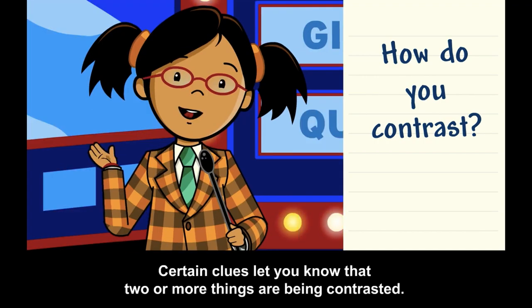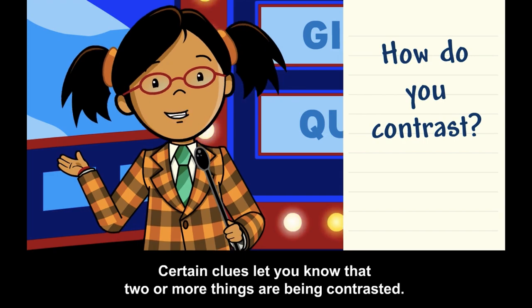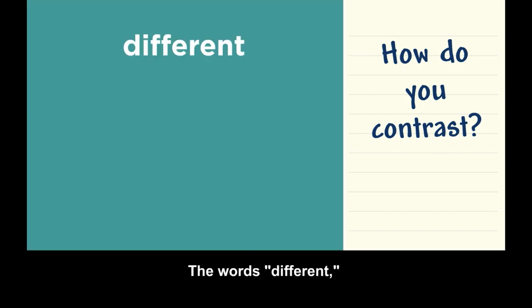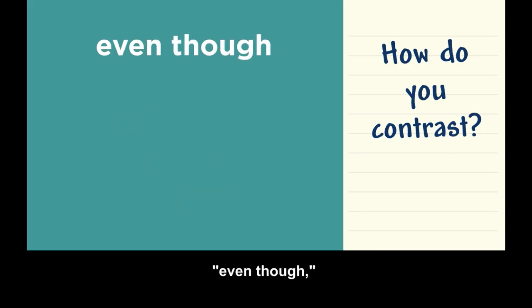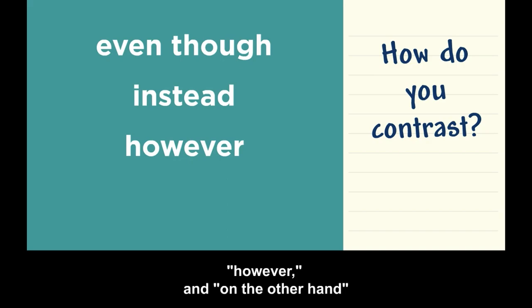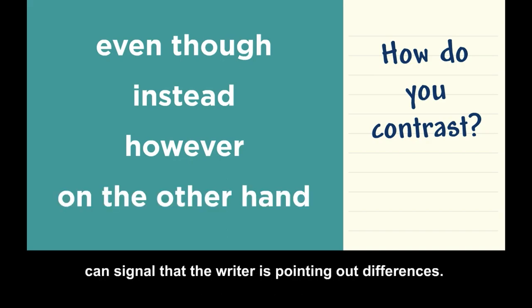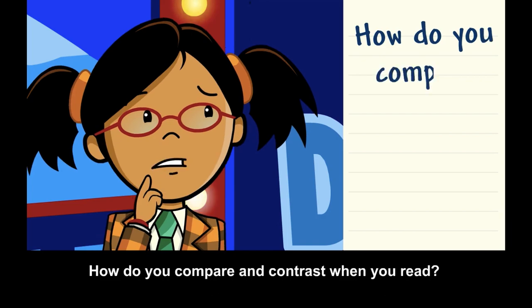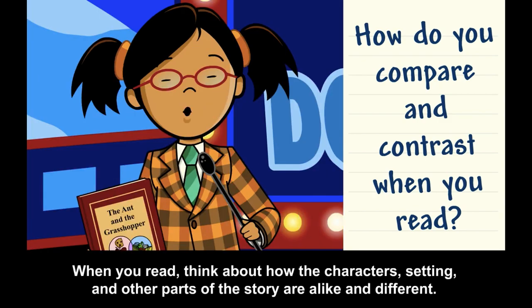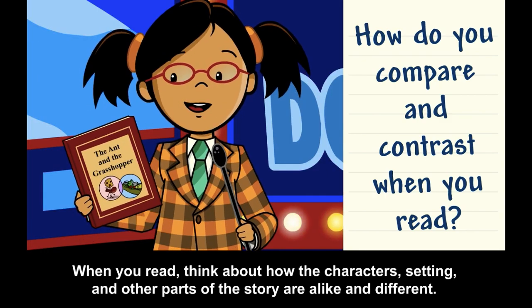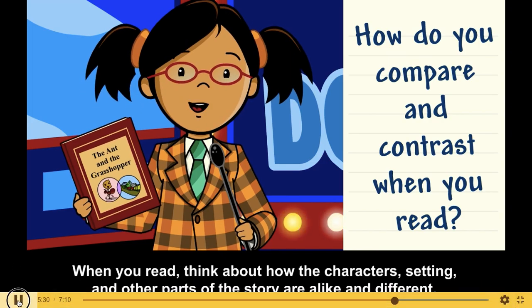Certain clues let you know that two or more things are being contrasted. The words different, differ, difference, unlike, although, even though, instead, however, and on the other hand can signal that the writer is pointing out differences. How do you compare and contrast when you read? When you read, think about how the characters, setting, and other parts.